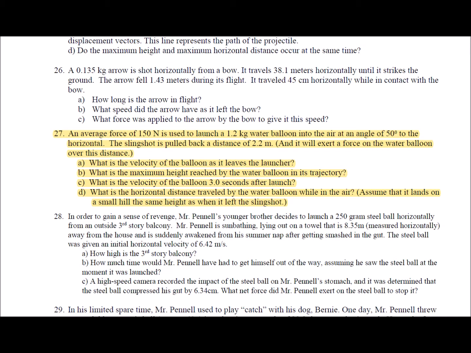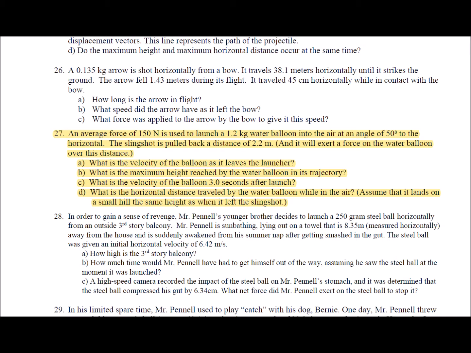The slingshot is pulled back a distance of 2.2 meters, and it will exert a force on the water balloon over this distance. So the questions I'm asking here are, what is the velocity of the balloon as it leaves the launcher? What is the maximum height reached by the water balloon in its trajectory? What is the velocity of the balloon 3 seconds after launch? What is the horizontal distance traveled by the water balloon while in the air? And we need to assume that it will land basically at the same height that it started.